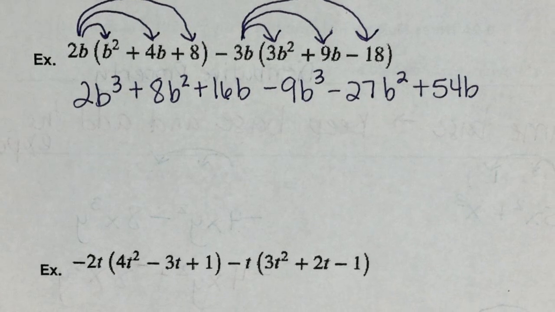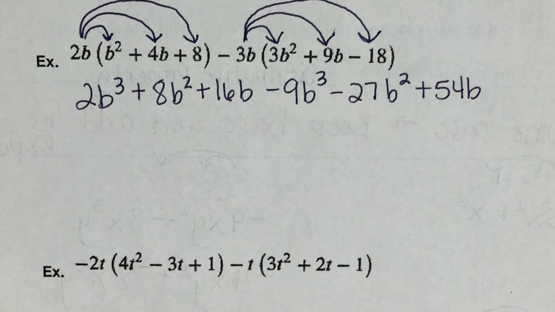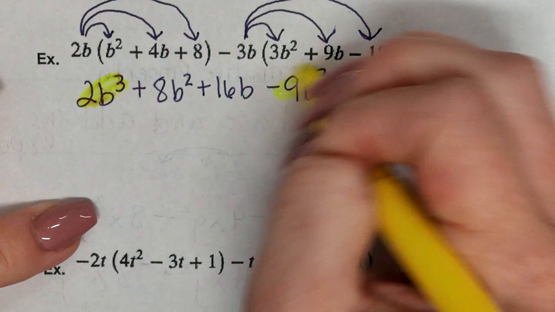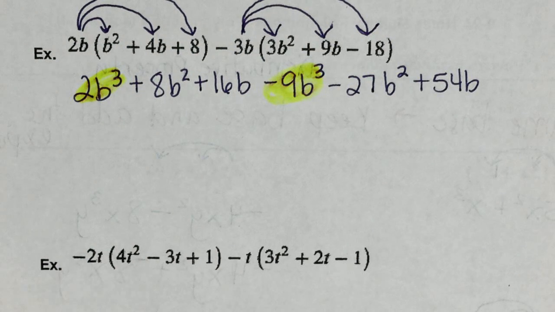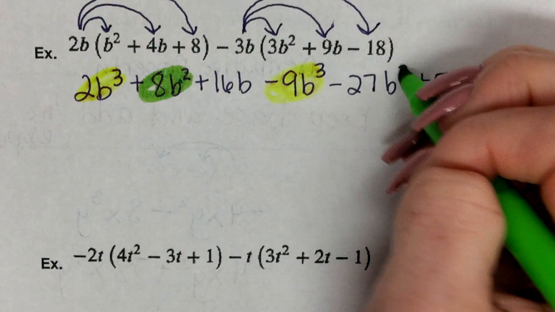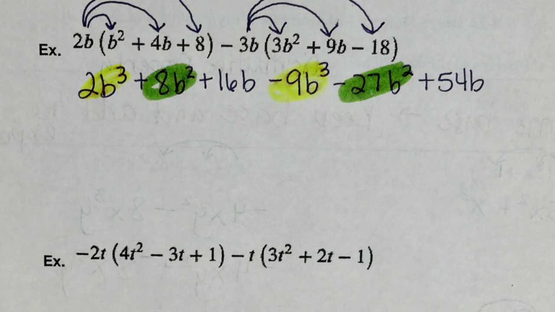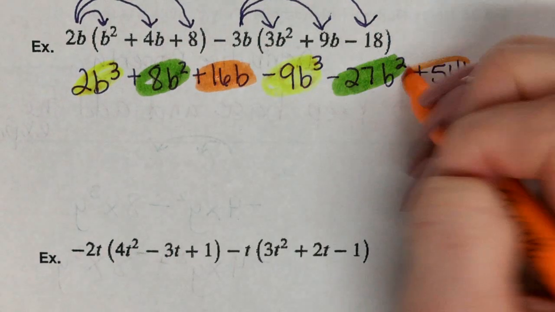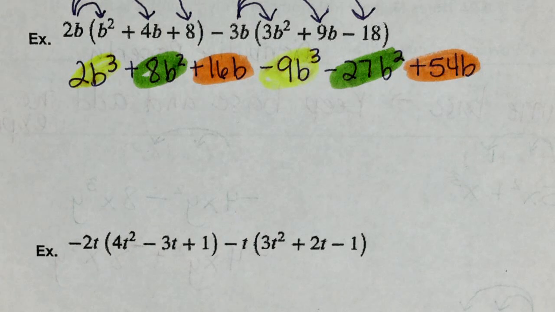Check real quick and make sure that you did the first step correctly. If you did, now take your highlighters and highlight those like terms. Now combine your like terms and order them from largest degree to smallest degree. So start with the cubed.